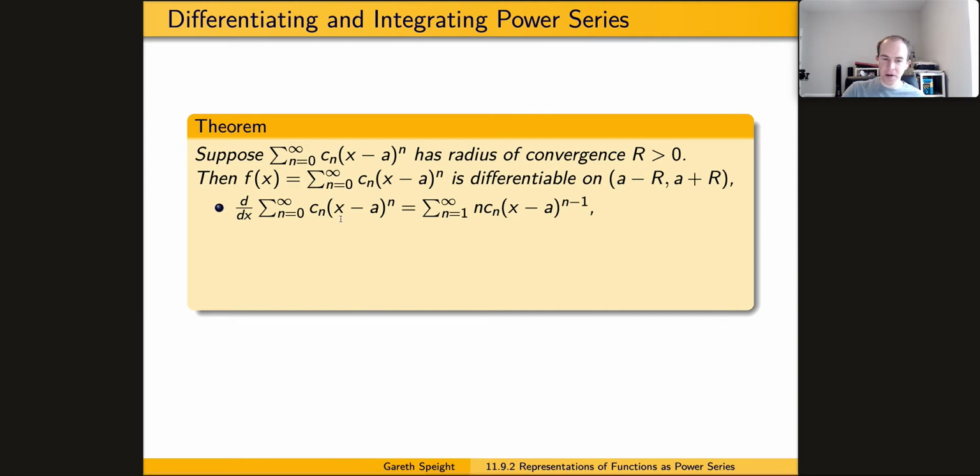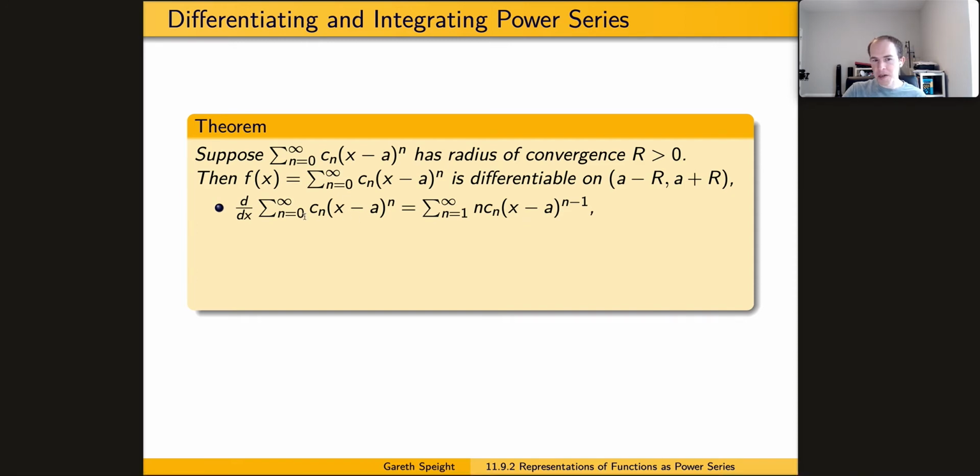So all we have to do is differentiate (x minus a) to the n. For that, we can use the power rule. We get n times (x minus a) to the power of n minus 1, which is exactly what we have on the right-hand side. Okay, so just to summarize, if we want to differentiate a power series, all we have to do is differentiate each term separately. So we differentiate Cn (x minus a) to the n. We get Cn times n (x minus a) to the n minus 1. So it's about as easy as you could hope for.